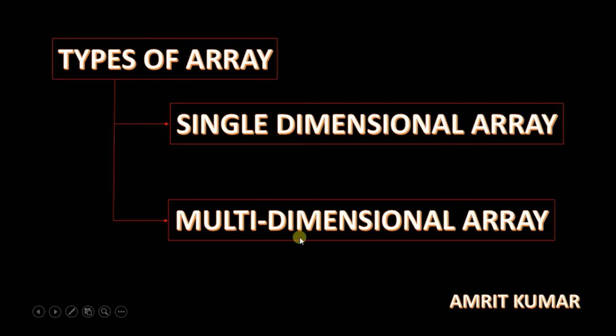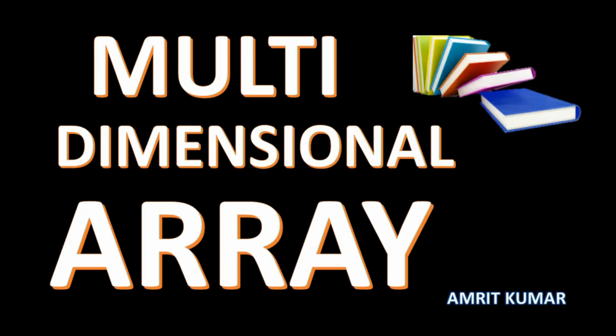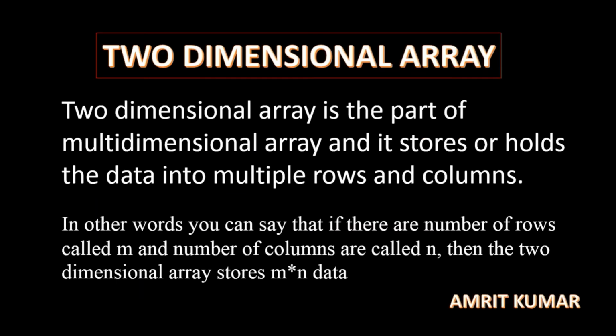Now it's time to talk about the multi-dimensional array, how we will use it, and how we can initialize our multi-dimensional array in C language. So let's look at it. The two-dimensional array is a part of the multi-dimensional array, and it stores or holds the data in multiple rows and columns. We know about the row and the column. What is the row and what is the column?